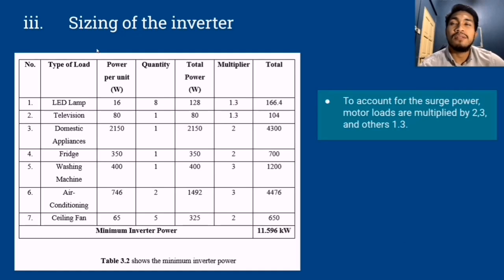Next, number 3 is the sizing of the inverter. We have the load, the power per unit of the load, quantity, and also the multiplier. For the multiplier, we put 2 or 3 for loads containing a motor, and 1.3 for other appliances. We multiply the power per unit and quantity by the multiplier to obtain the total value. The minimum inverter power is 11.596 kilowatt.